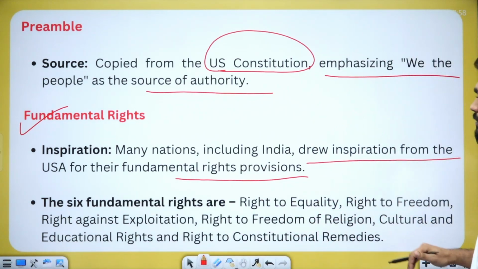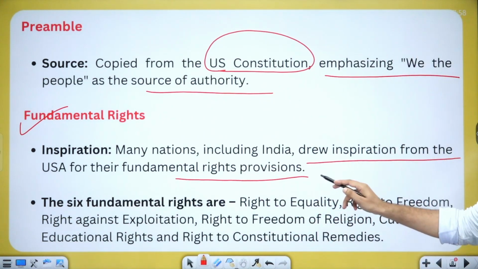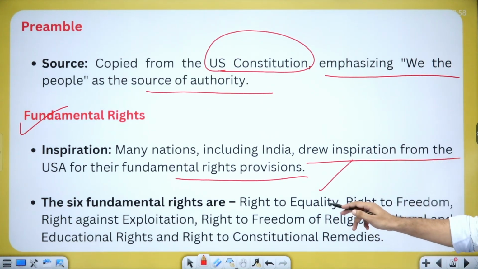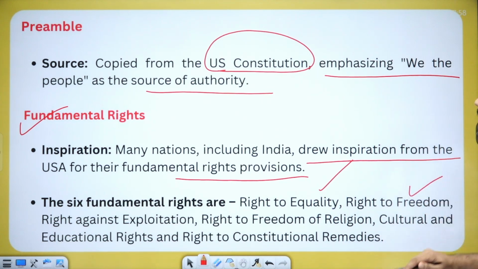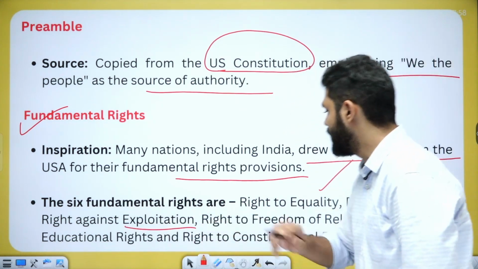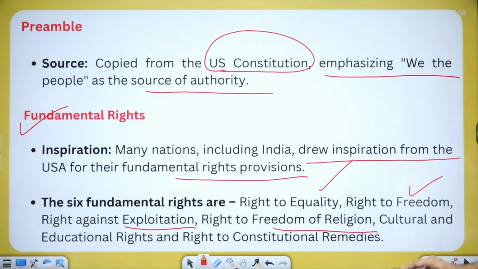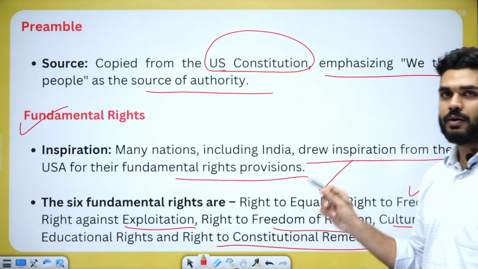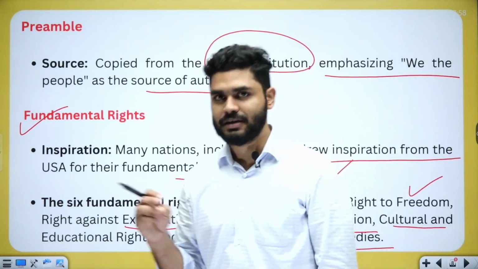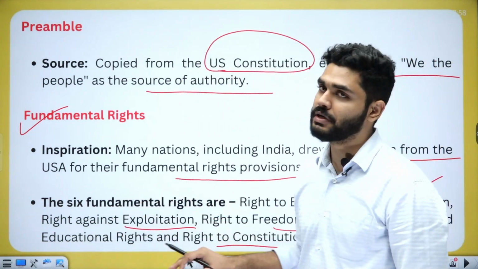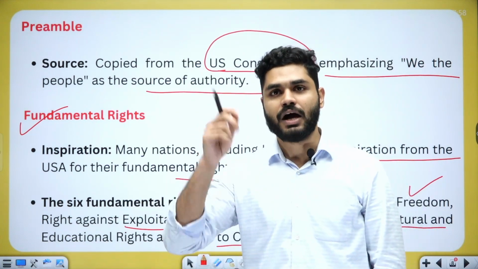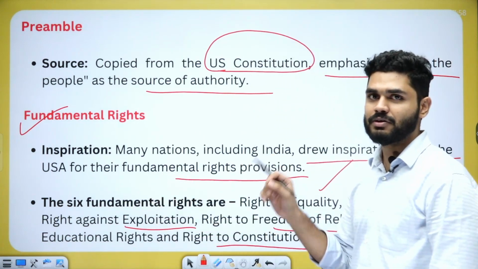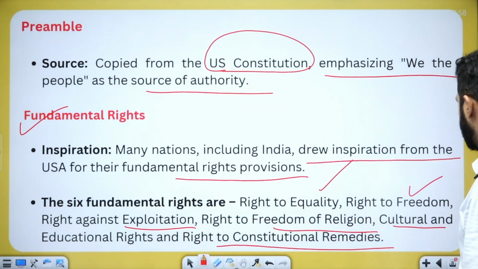In India, there are 6 fundamental rights. These are the right to equality, right to freedom, right against exploitation, right to freedom of religion, cultural and educational rights, and right to constitutional remedy. Now there is a quick question. B.R. Ambedkar said that out of these 6 fundamental rights, one is the heart and soul of the constitution. Which one amongst them is that particular fundamental right? Please write it down in the comment section.